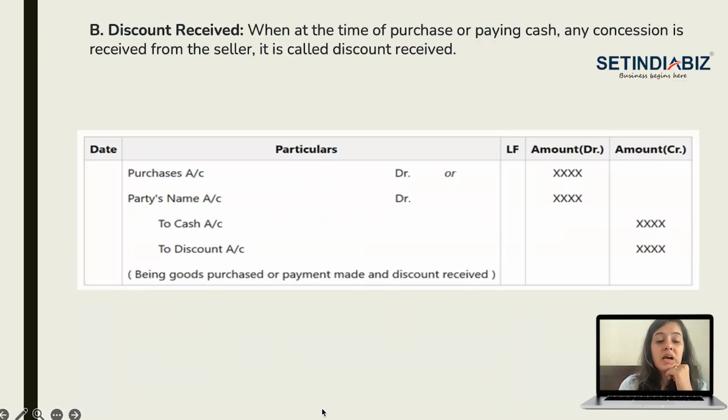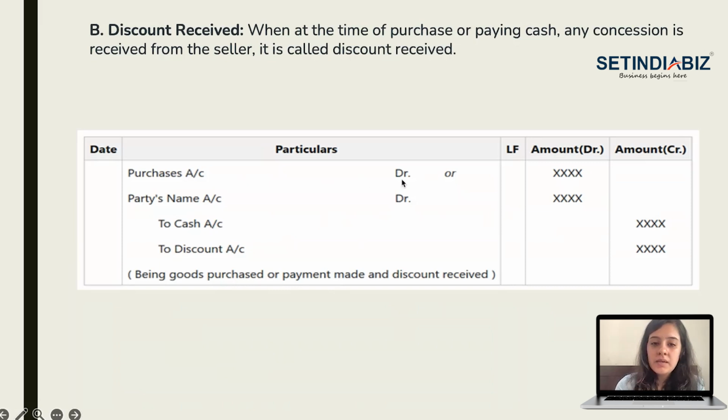Now for discount received: purchases account debited, party's name account debited, to cash account, to discount account. When I'm making purchases from my supplier, if I'm doing it on cash, right, I have to pay cash. Cash is being decreased, so it is credited. Discount is my indirect income when I'm purchasing my raw materials and I'm getting discount. So it is again being credited, to cash, to discount account, right?